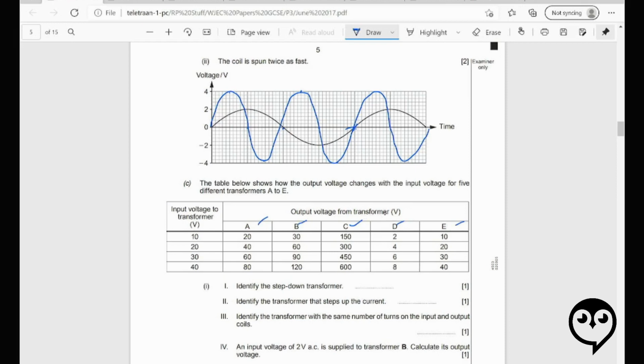Output voltage. This is the input, this is the output. So D is a step down, because that's lower from the 10. It's 4 from the 20, and so on. It's a factor of 5.